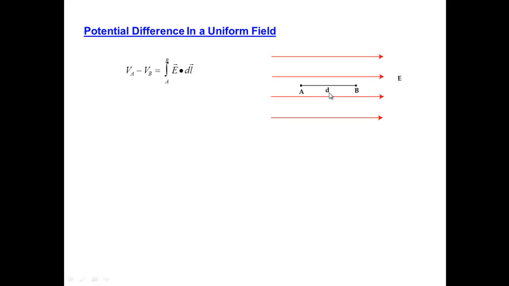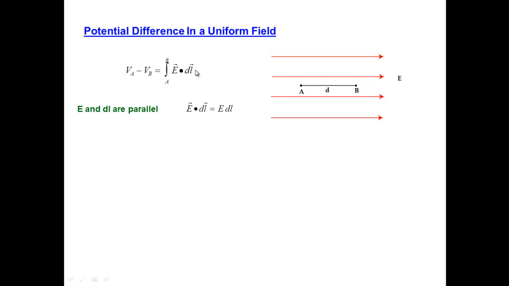In this sketch you can see they're separated by a distance d. And what makes this example simple is that the electric field is uniform. It's got the same magnitude and direction everywhere in space. So we start from the definition and we need to simplify the integral. And so we know the direction of E, and in this case E and dl are parallel.